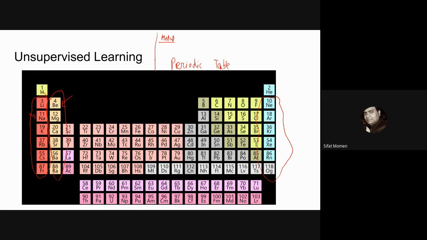ঠিক আছে? তার মানে you have got a lot of features. These are the different features. অনেক কিছু থাকতে পারে, আর this is what you want to predict. তাহলে এটা তো supervised learning হয়ে গেল, right?